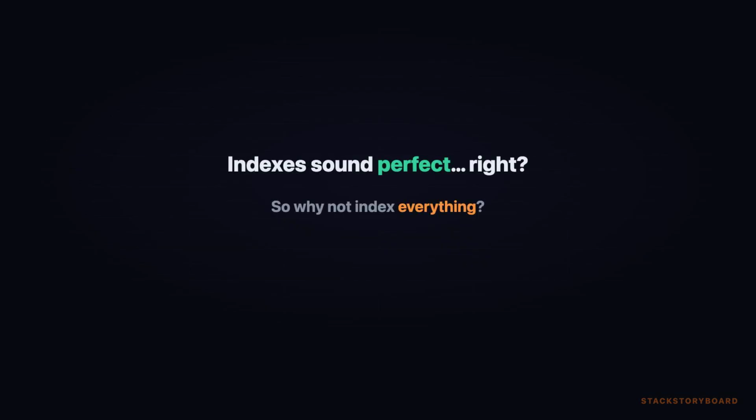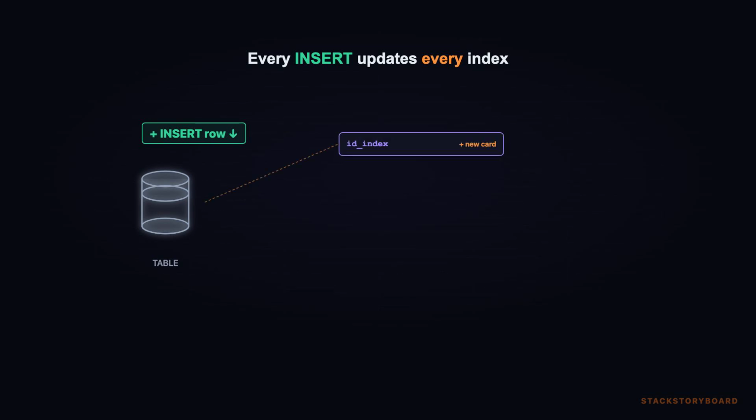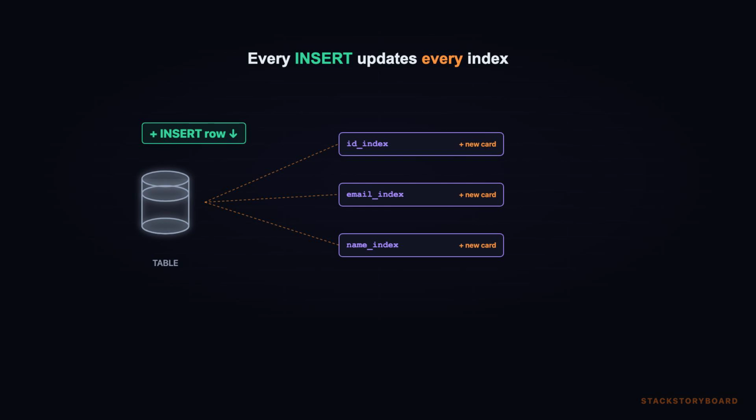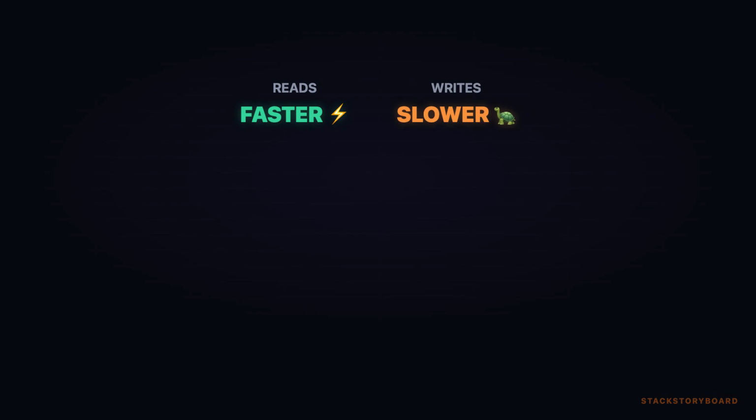Now, indexes sound perfect, right? So why not index everything? Here's the catch. Every time you insert a new row, the database has to update every index on that table. It's like adding a new person to the phone book. You got to print a new index card, figure out where it goes alphabetically, and slide it into the box. If you have 10 indexes, that's 10 index cards to update. So indexes make reads faster, but writes slower. That's why you don't index every column, only the ones you search by.